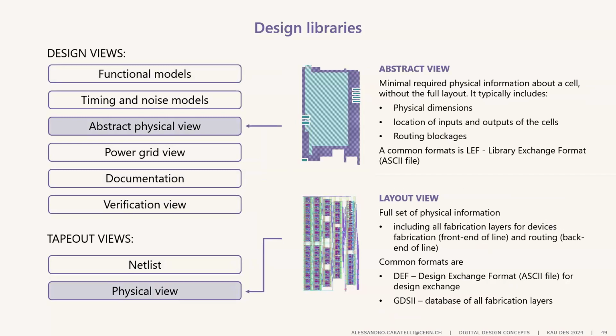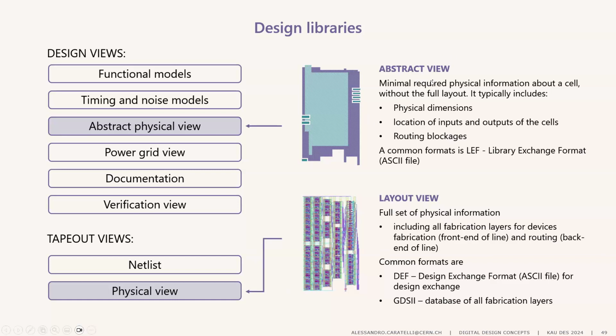Then on the physical side, you most likely need to have for this IP block what we call a layout view. A layout view is the full set of physical information, including all the fabrication layers for the devices and so on. Basically, how the block will look like, the reality. And common formats are DEF or GDSII, which is a database of the fabrication layers. But in reality, to integrate this block in your design, you don't really need all this information. You need a very small subset of them.